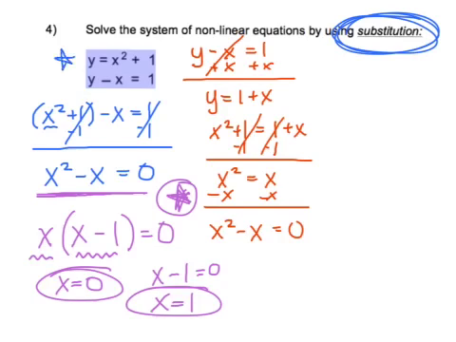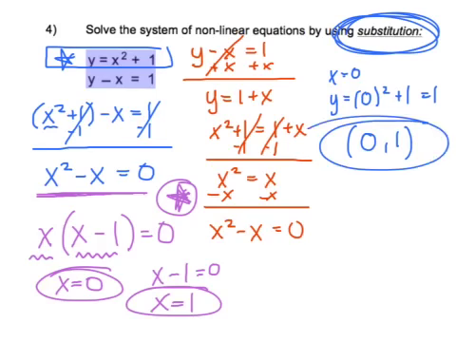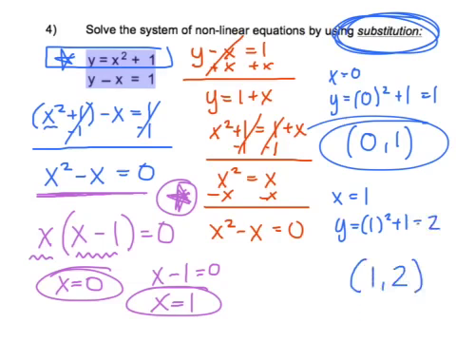I'm going to use this top equation. So if x is 0, y equals 0 squared plus 1, which is just 1. So we have the ordered pair 0, 1. Also, if x is 1, we have y equals 1 squared plus 1, which equals 2. So we have the point 1, 2. If you check your work, they both work out, and there we go.